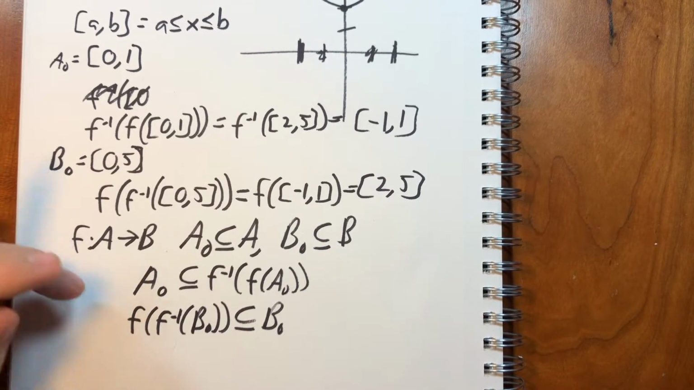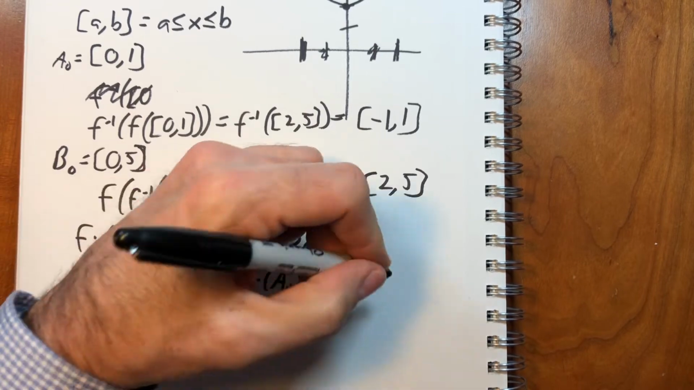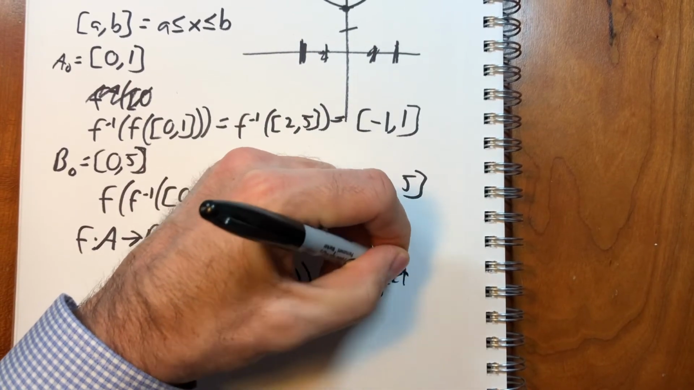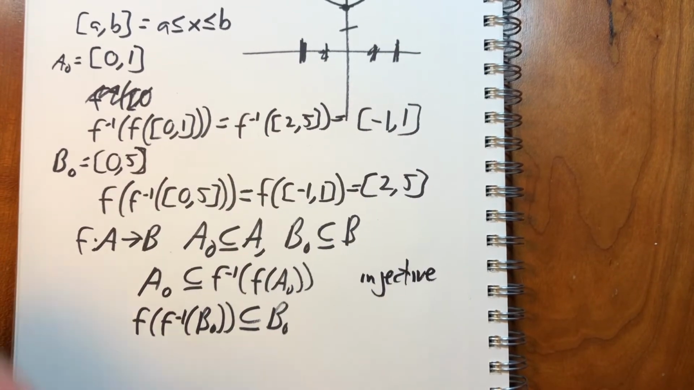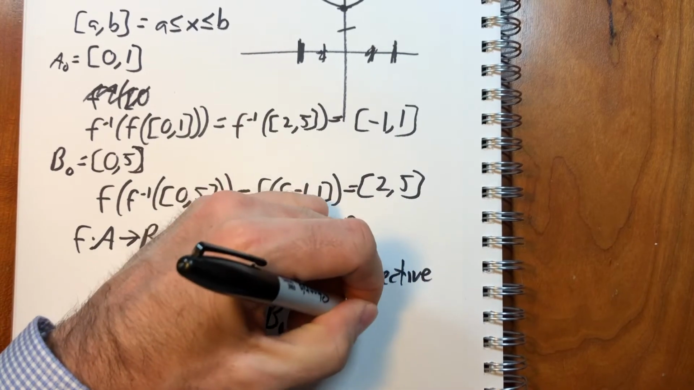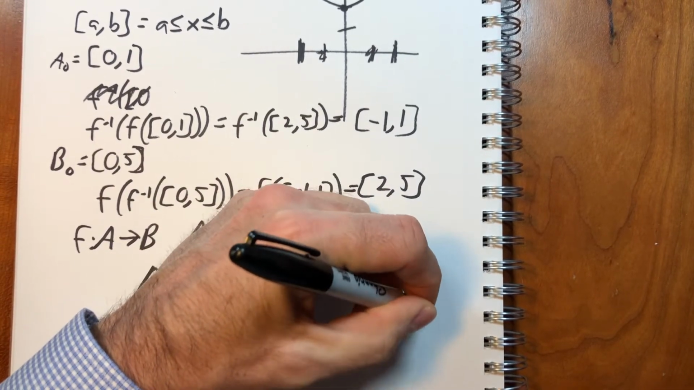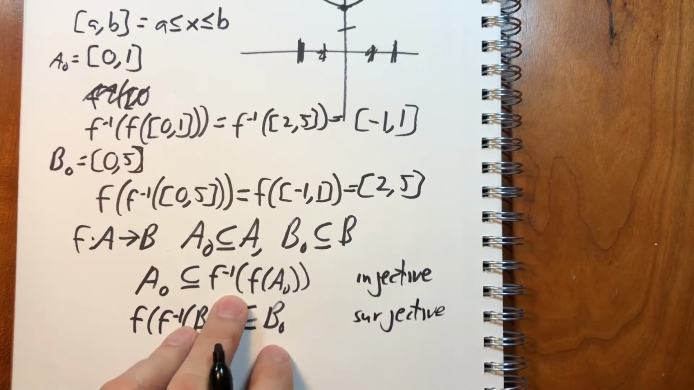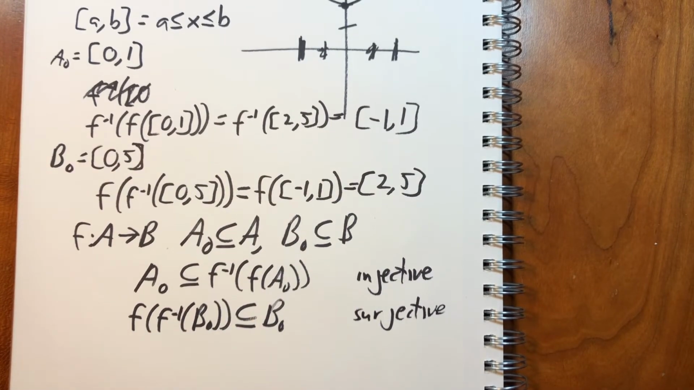There are times when these are equality. The first one is an equality if F is injective, and the second one is an equality, can you guess, when it is surjective. So this is what we're going to prove. And let me just remind you one more time.